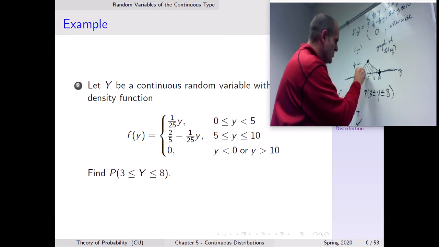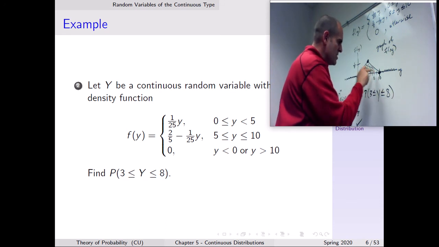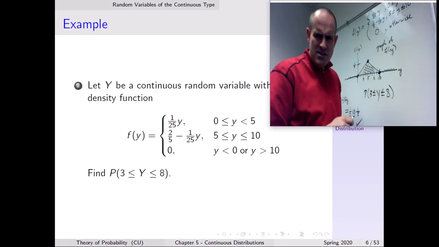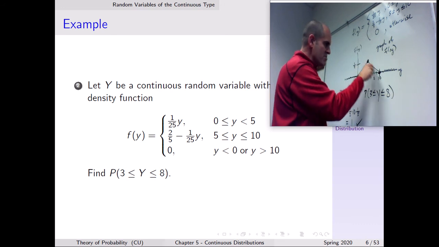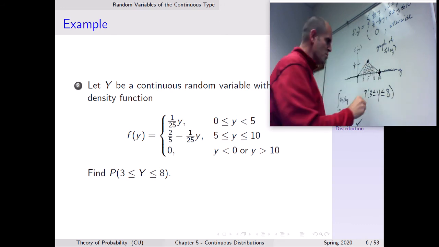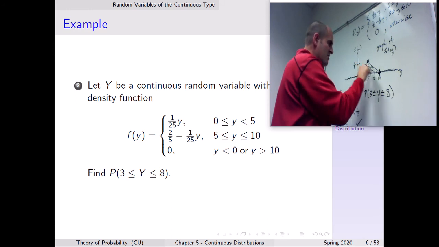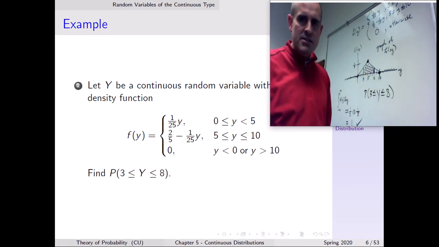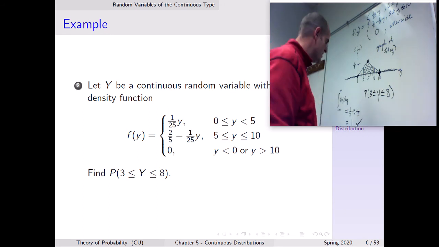Hopefully you can see that decently well. I want that area between 3 and 8. I know that the entire area is 1. We just did that. The entire area under this triangle is 1. So really what I can do is compute 1, take 1 and then get rid of these little triangles on the end.